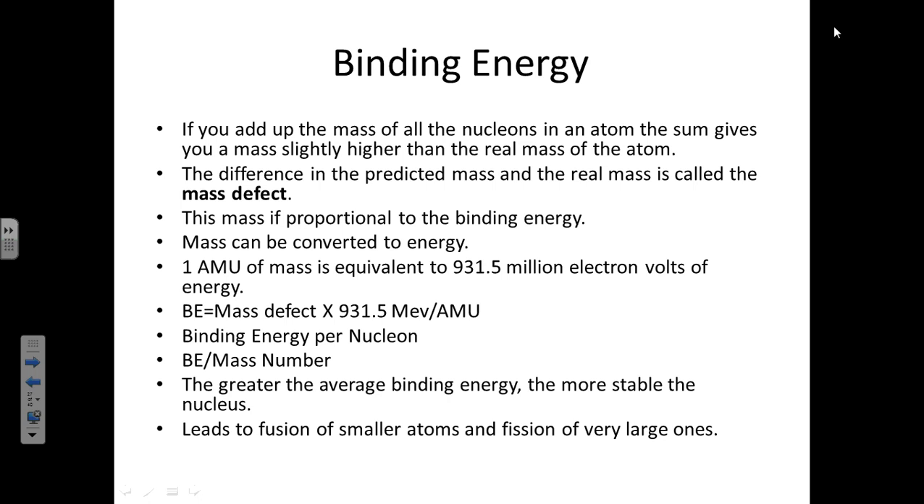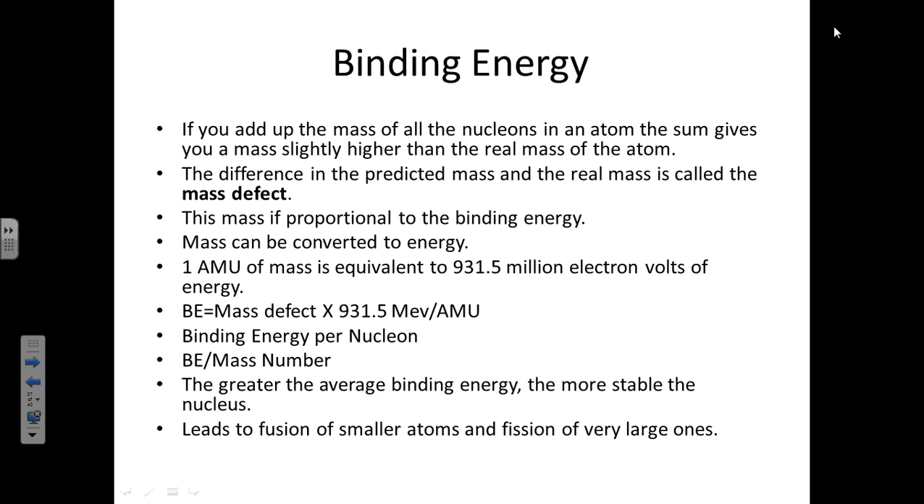What did Einstein tell us about energy and mass? Yeah, they're different versions of the same thing. That mass can be converted into energy, right? This is an example of when that happens.